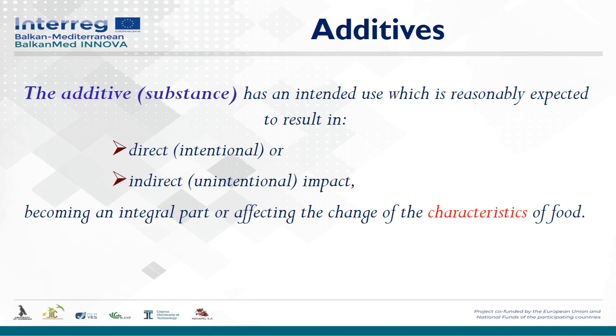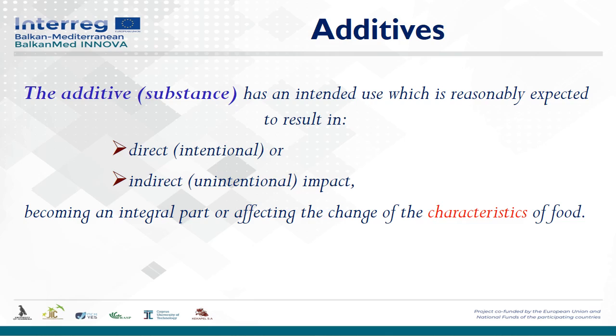And the other group is indirectly impacted food additives. Here are those substances or additives that become part of the food in trace amounts. These additives are part of the food due to the transfer of chemicals from the packaging materials or during the storage or from any other treatment.